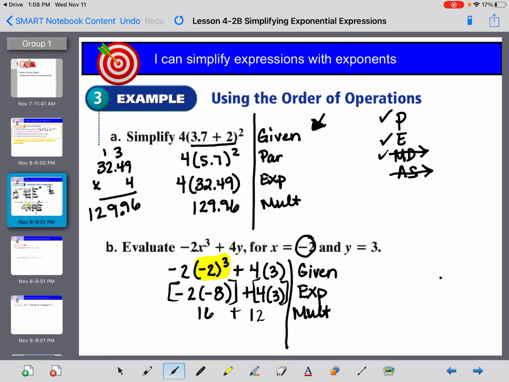Multiplication. I'm done with that step. The next step is to add or subtract. 16 plus 12 is 28. How did I get there? I added. This row justifying every step will always be in the order of operations.